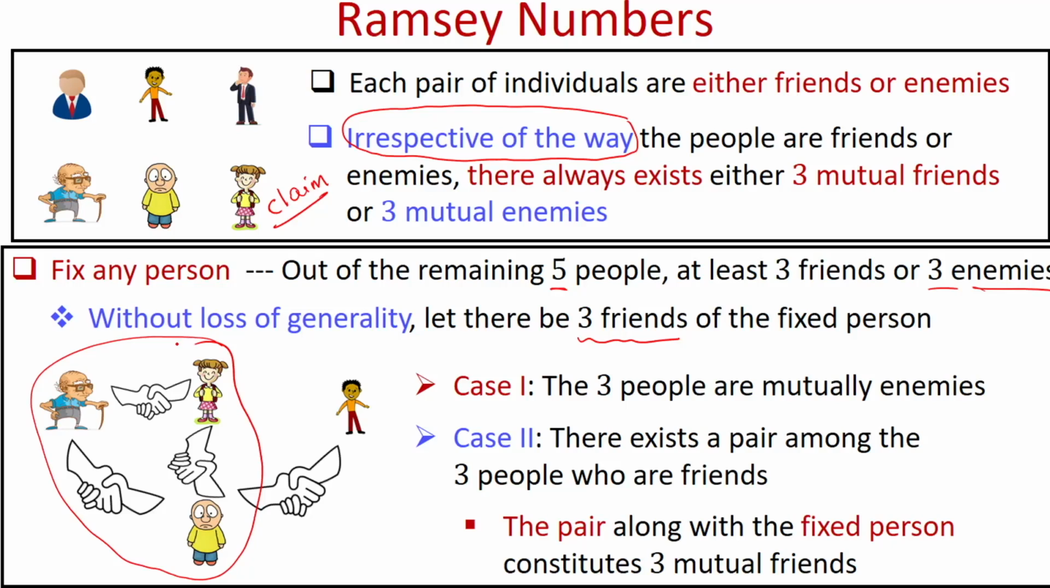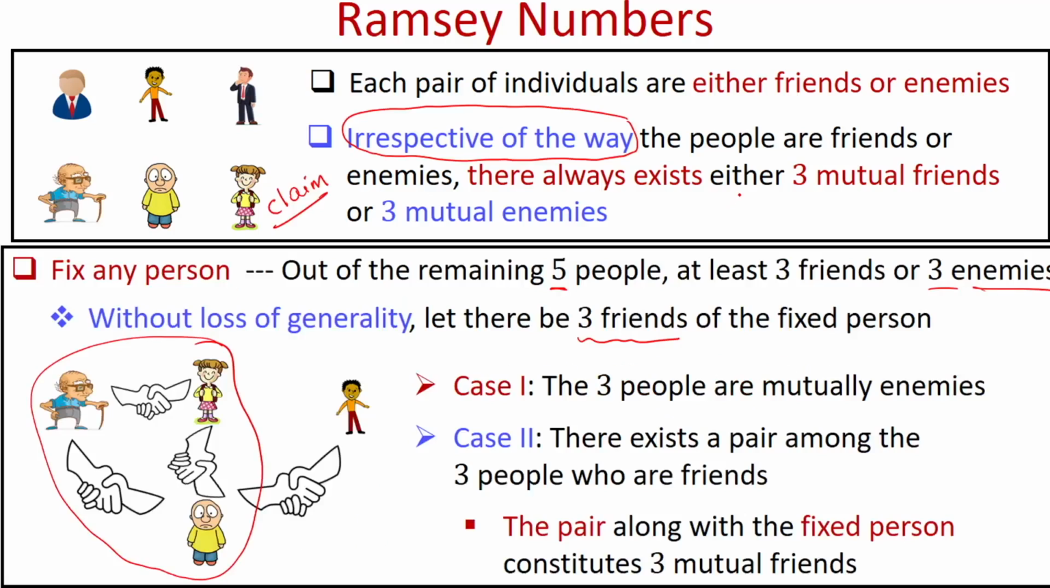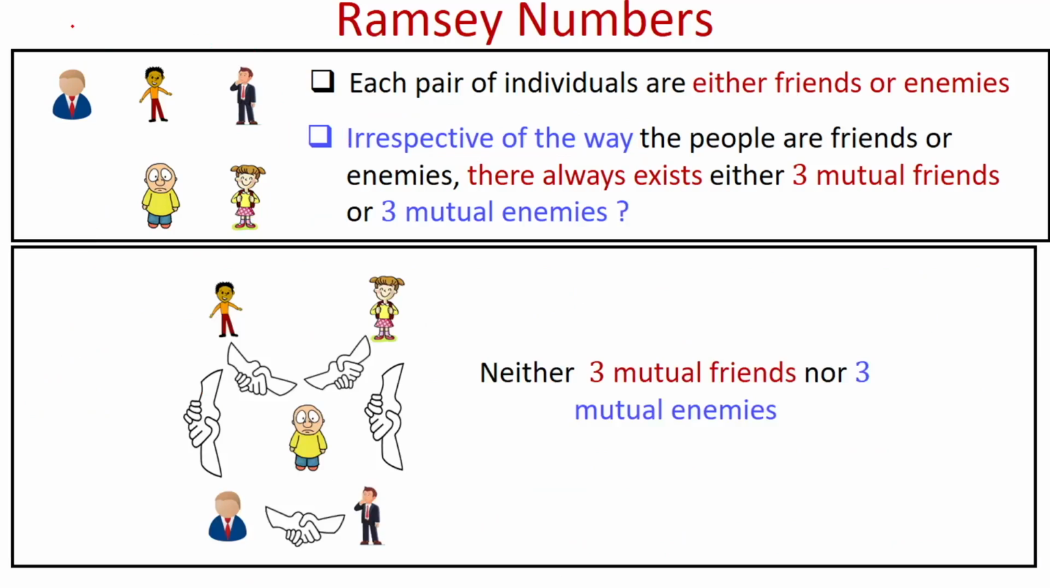Okay. So now you can see I have proved my claim irrespective of the way that six people would have been friends or enemies. Now the question is, what's the speciality of the number six here? I proved my claim for the case when there are six people in the party. What if there would have been five people in the party? Then can I say that irrespective of the way those five people are mutually friends or enemies, I will always have either three mutual friends or three mutual enemies? And the answer is no. The claim is not true for the case when there are five people in the party.